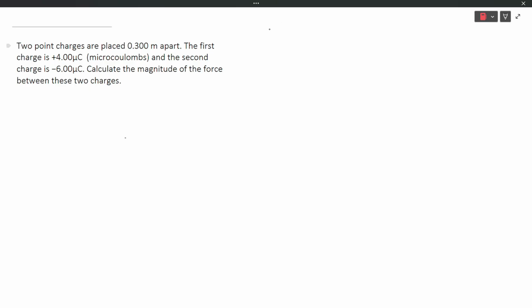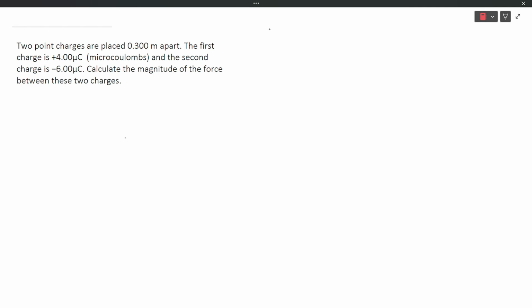Now that we have already discussed Coulomb's law, let's try to solve problems on Coulomb's law. Let's have the first problem. Two point charges are placed 0.3 meters apart. The first charge is positive 4 microcoulomb and the second charge is negative 6 microcoulomb. Calculate the magnitude of the force between these two charges.